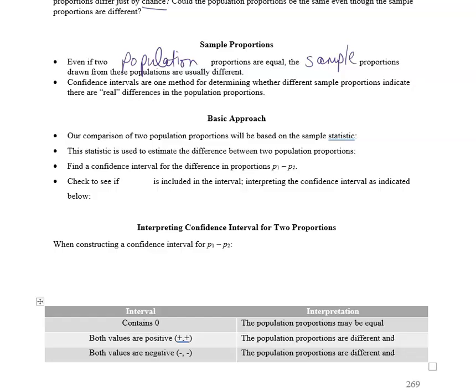Our comparison of two population proportions will now be based on the sample statistic P1 hat minus P2 hat. P1 hat and P2 hat are the two sample proportions. You can define which one is P1 and which one is P2, but the difference between them in the sample proportions is our test statistic. This statistic will be used to estimate the difference between two population proportions, P1 minus P2 without the hat. We're going to find a confidence interval for the difference between P1 and P2, and then check to see if 0 is included in the interval, and interpret as indicated below.